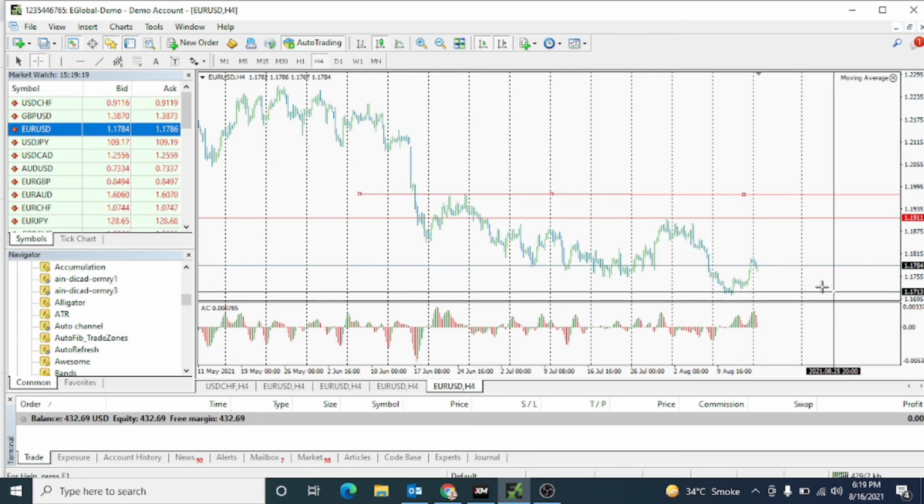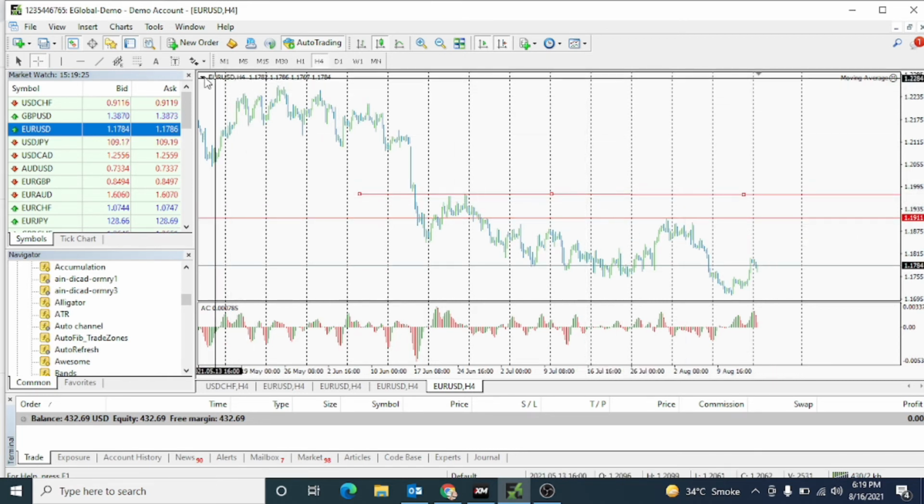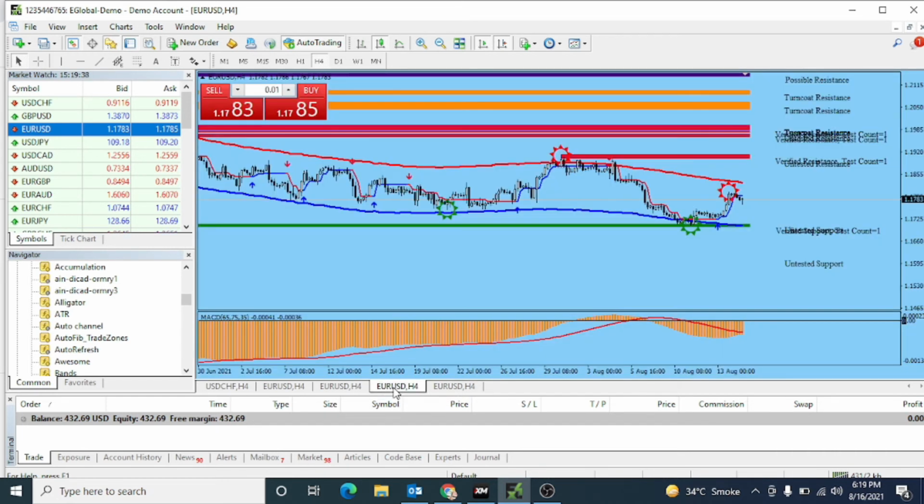For example, the market is at this point, this is the resistance level and this is the strong resistance level, and at this point, for example, I draw one line there, and this is the strongest resistance level. So you can follow the support and resistance levels for doing the best forex trading system, for doing the best trade.